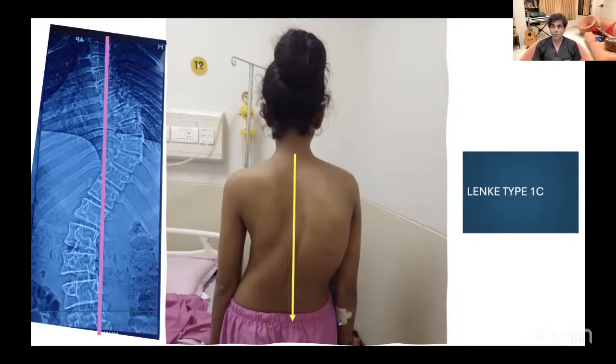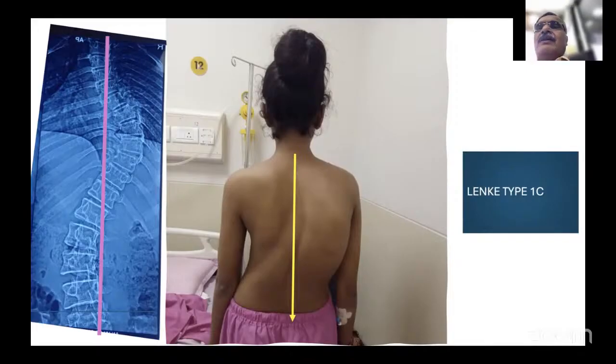What about Amit? What do you feel? Yeah, so I absolutely agree that this is a curve where you can go for a selective thoracic fusion. I would definitely go up to T2, as you say, it's my feeling that it is also a structural one, if we really measure in both the planes.